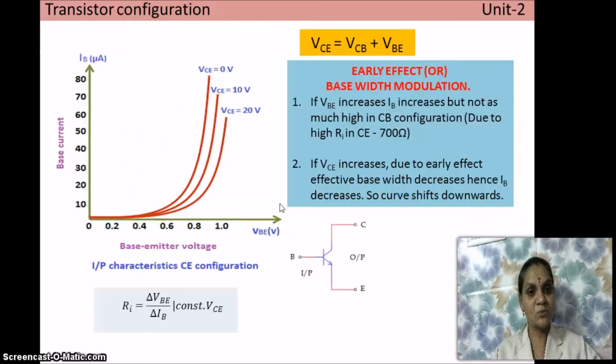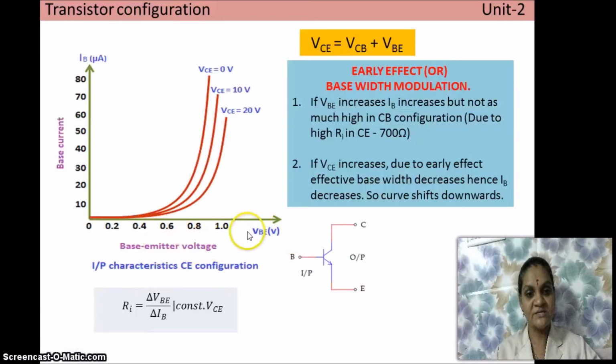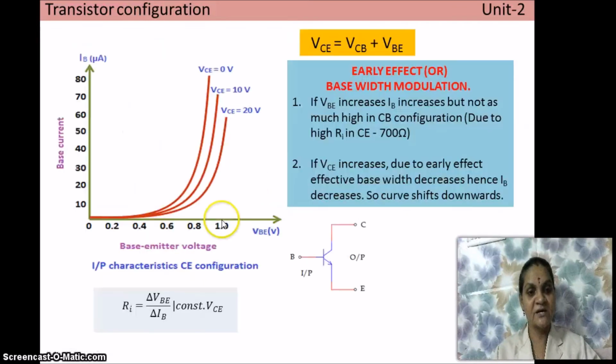Let's discuss the input characteristics of common emitter. For input characteristics, I am taking the input voltage. What is the input voltage here? VBE is the input voltage, IB is the input current. So VBE is taken on the x-axis, IB is taken on the y-axis, which is in microamps, at a constant output voltage. What is the output voltage here? VCE. So at a constant VCE. This characteristic is also very similar to common base. Only one difference we will discuss.